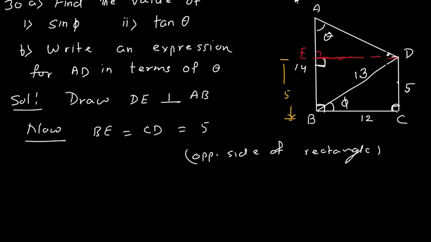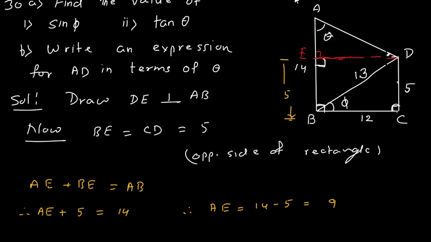So AE plus BE is equal to AB. Therefore AE plus the value of BE, which we have got as 5, is equal to AB, which is 14. So therefore the value of AE will be 14 minus 5. 14 minus 5 is 9. So the value of AE is 9 units.